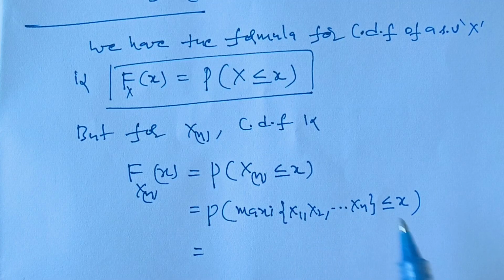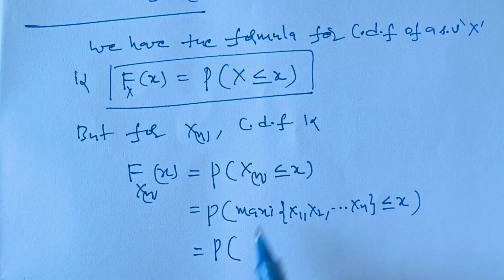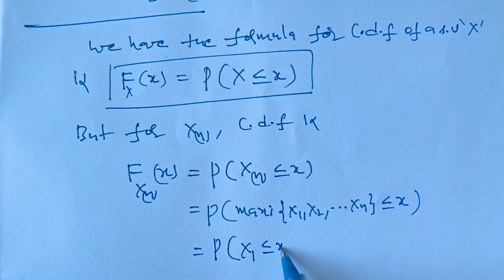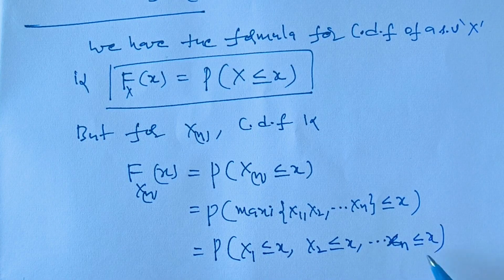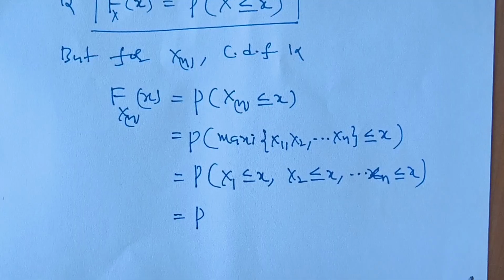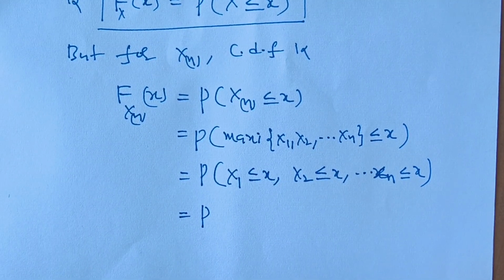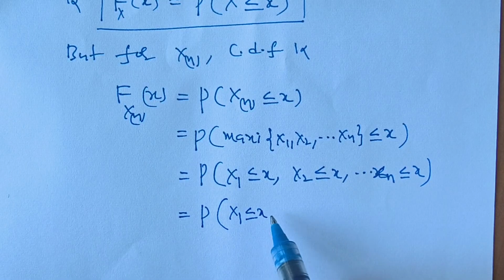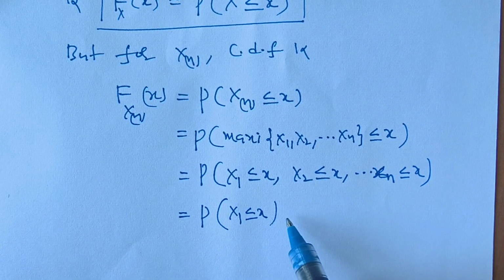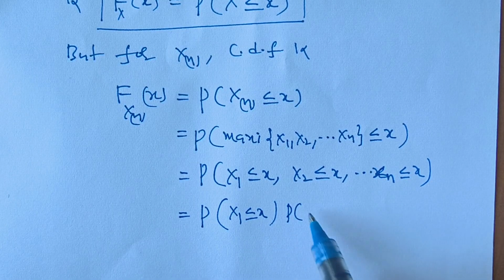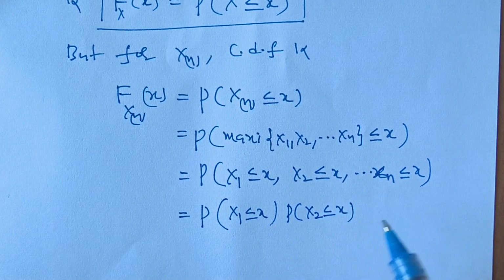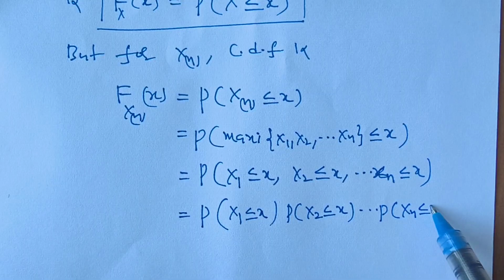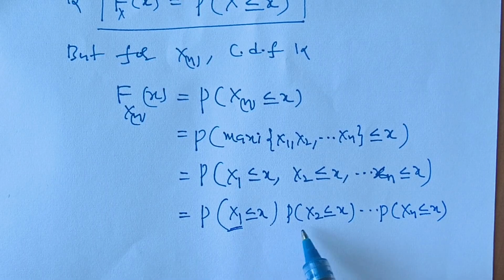So maximum value of x1, x2 and so on xn less than or equal to small x means every element of this bracket value is always less than or equal to small x. That is probability of x1 less than or equal to small x, x2 less than or equal to small x and so on xn less than or equal to small x. Remember here x1, x2 and so on xn are independent. That's why this can be written like this: p of x1 less than or equal to small x, p of x2 less than or equal to small x and so on, p of xn less than or equal to small x.